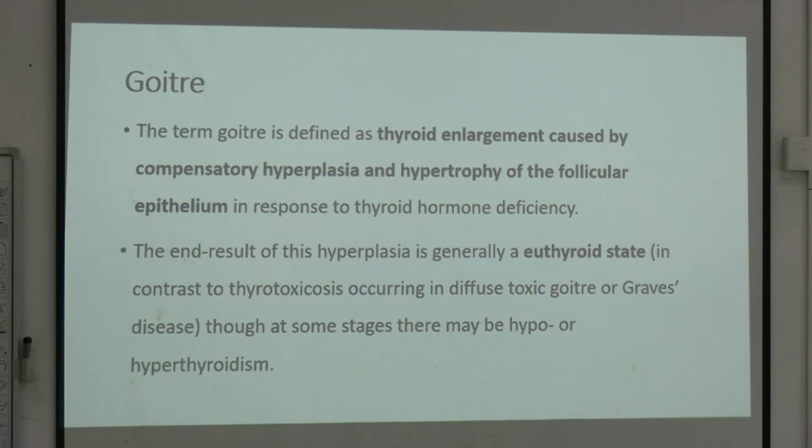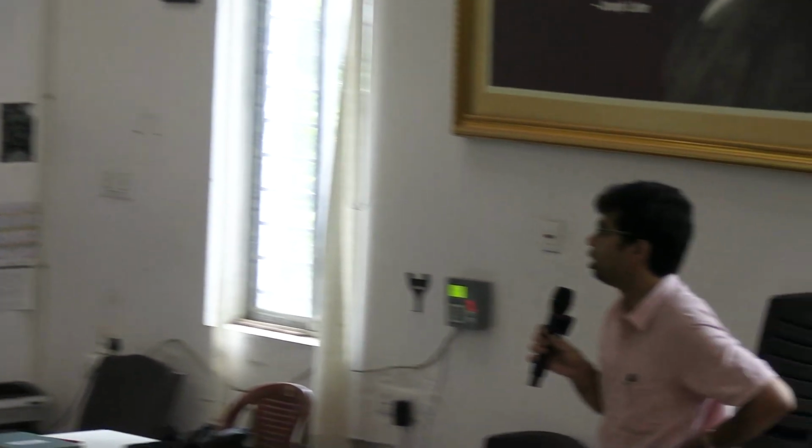Now, goiter. Goiter means the enlargement of the thyroid gland. It is caused by compensatory hyperplasia and hypertrophy of the follicular epithelium in response to thyroid hormone deficiency. The end result of this hyperplasia is generally a euthyroid state, in contrast to thyrotoxicosis occurring in diffuse toxic goiter or Graves' disease, though at some stages there may be hypo or hyperthyroidism.